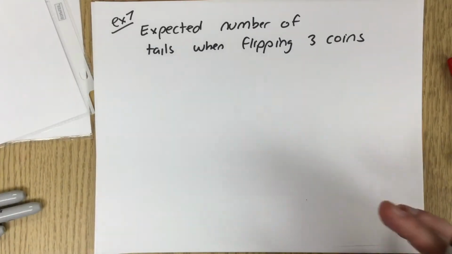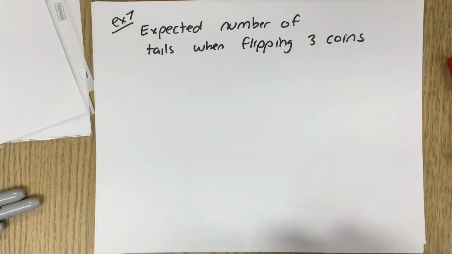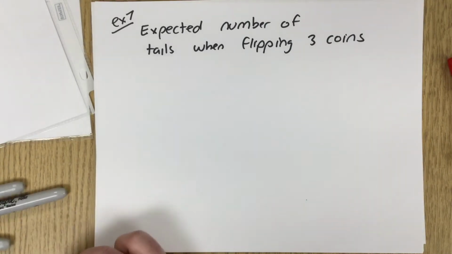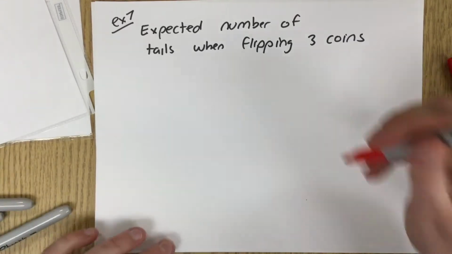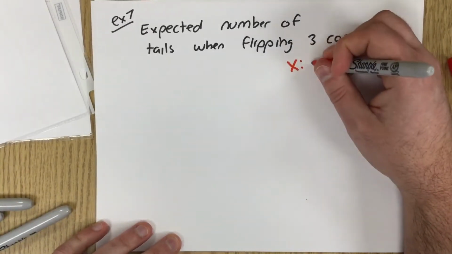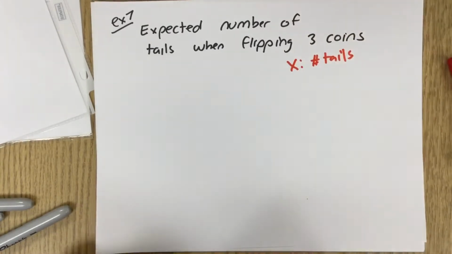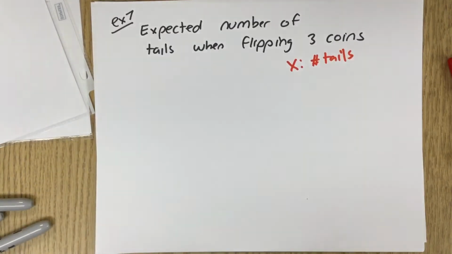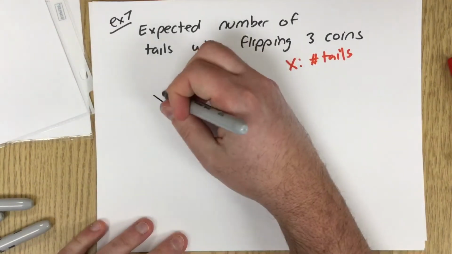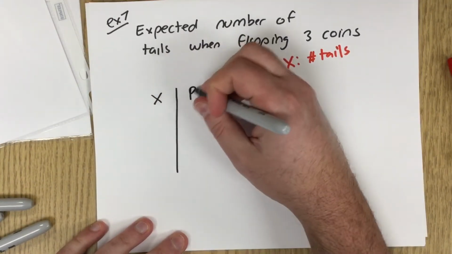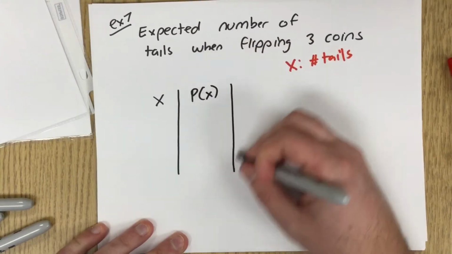Expectation doesn't have to be only dollars. So for example, over here, the question is, what is the expected number of tails when flipping 3 coins? In this case, our variable x is going to be the number of tails. We want to know the expected value of variable x. So let's set up our x, P(x), xP(x) table. I don't think we need a results column for this one.